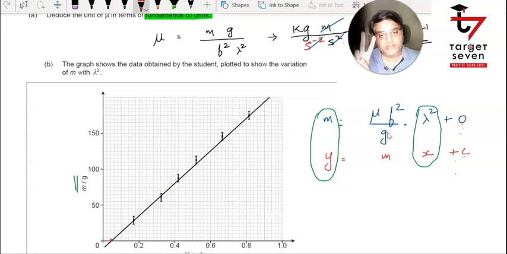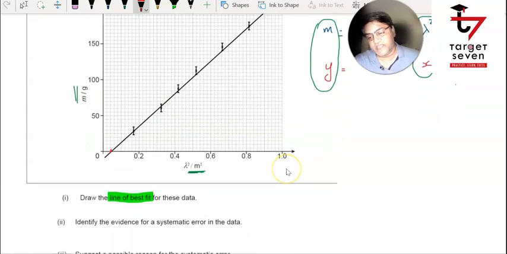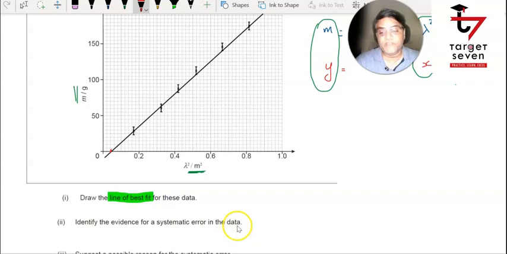So there are two different methodologies or mechanisms through which we can identify the presence of a systematic error. One is the y-intercept value and the other is the value of the gradient. So be mindful about this. In this particular scenario, the evidence for the presence of a systematic error in the data is that the line of best fit is not passing through the origin. That is what you will have to specify here.